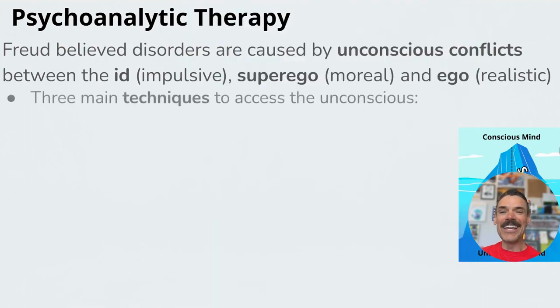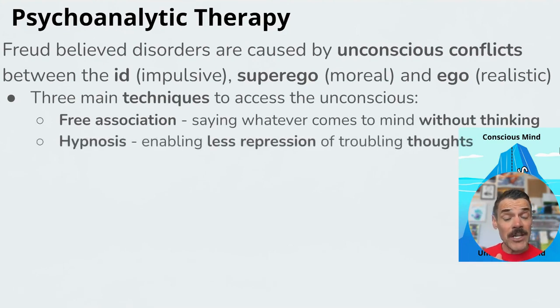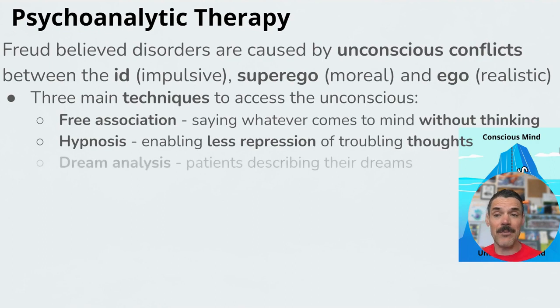All right. His three main techniques to access the unconscious were free association. So if I said a word and then you said the first thing that popped in your head, that's kind of tapping into your unconscious. Also hypnosis. So finding those repressed feelings and thoughts that normally don't come out, but under hypnosis, they might. And then the third one is dream analysis. So patients describing their dreams and then the therapist interpreting those dreams.